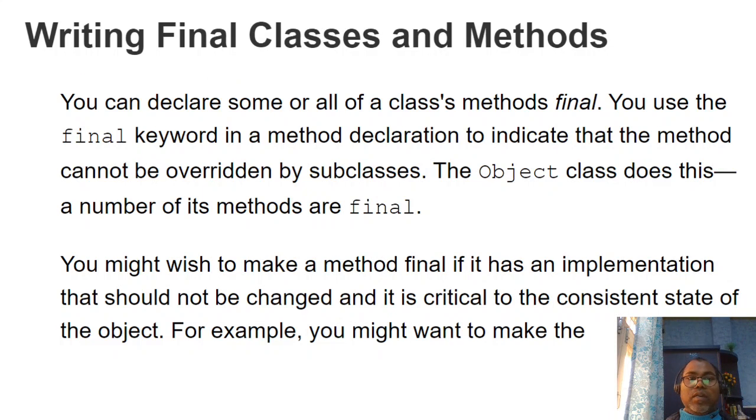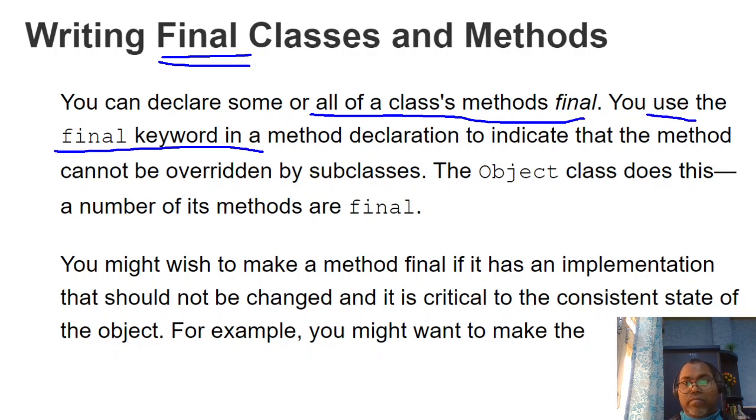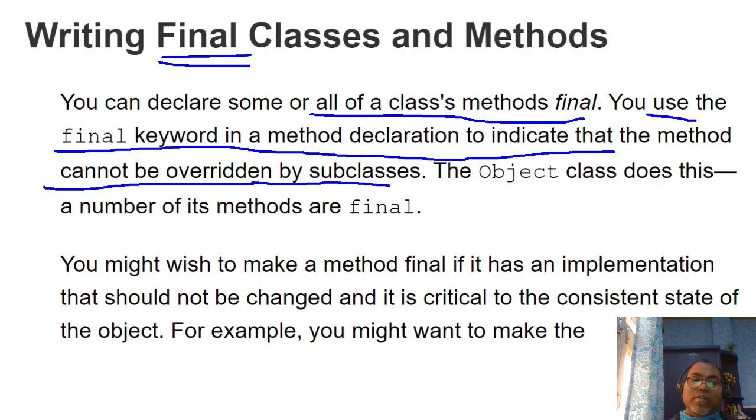Similarly, there is a concept of the final keyword. Sometimes we say that all the class members are final. You can use the final keyword in a method declaration to indicate that it cannot be overridden by a subclass. So if you want this method not to be overridden in the subclass, you can mark it as final.